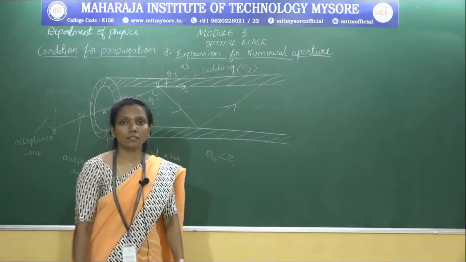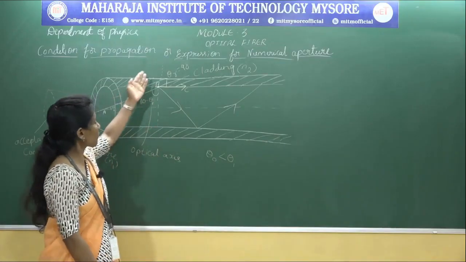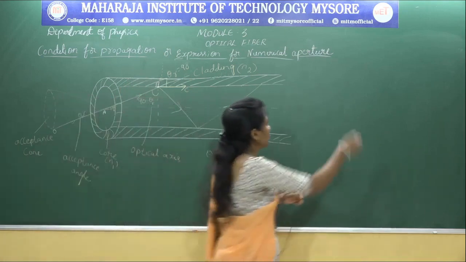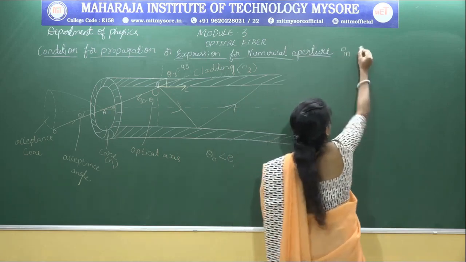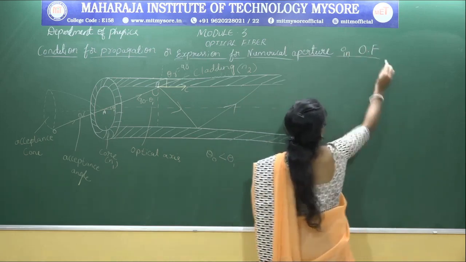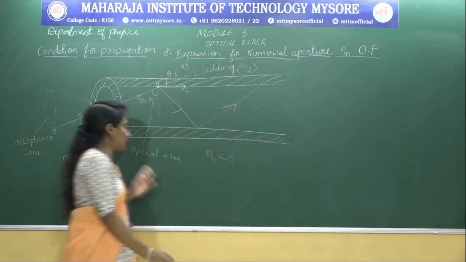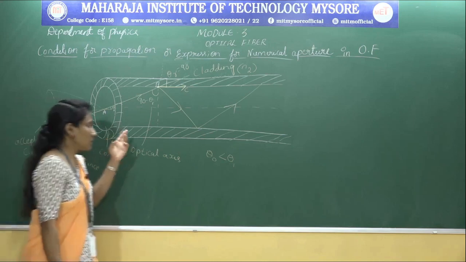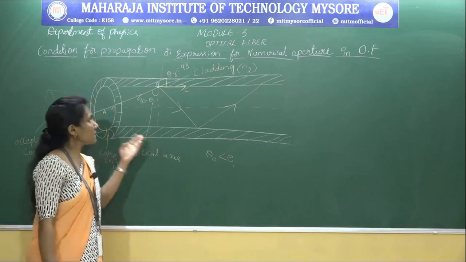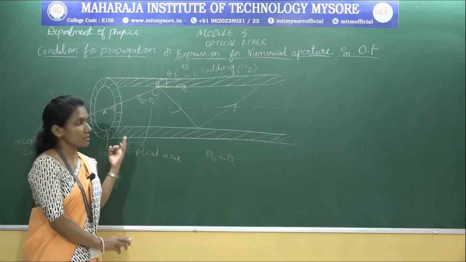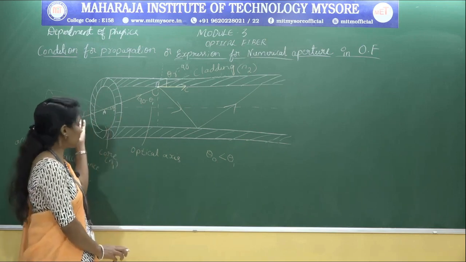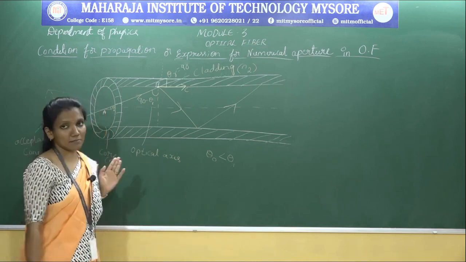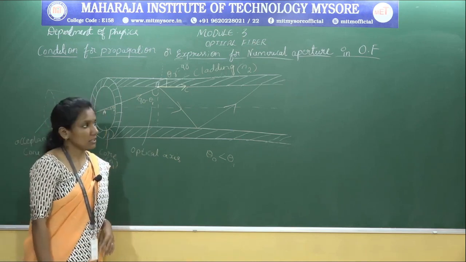Okay, the next topic is the condition for propagation, or the expression for numerical aperture in an optical fiber. When a ray of light is incident inside the optical fiber, total internal reflection takes place for an angle of incidence which is greater than the critical angle and lesser than the acceptance angle. So that we get to know.